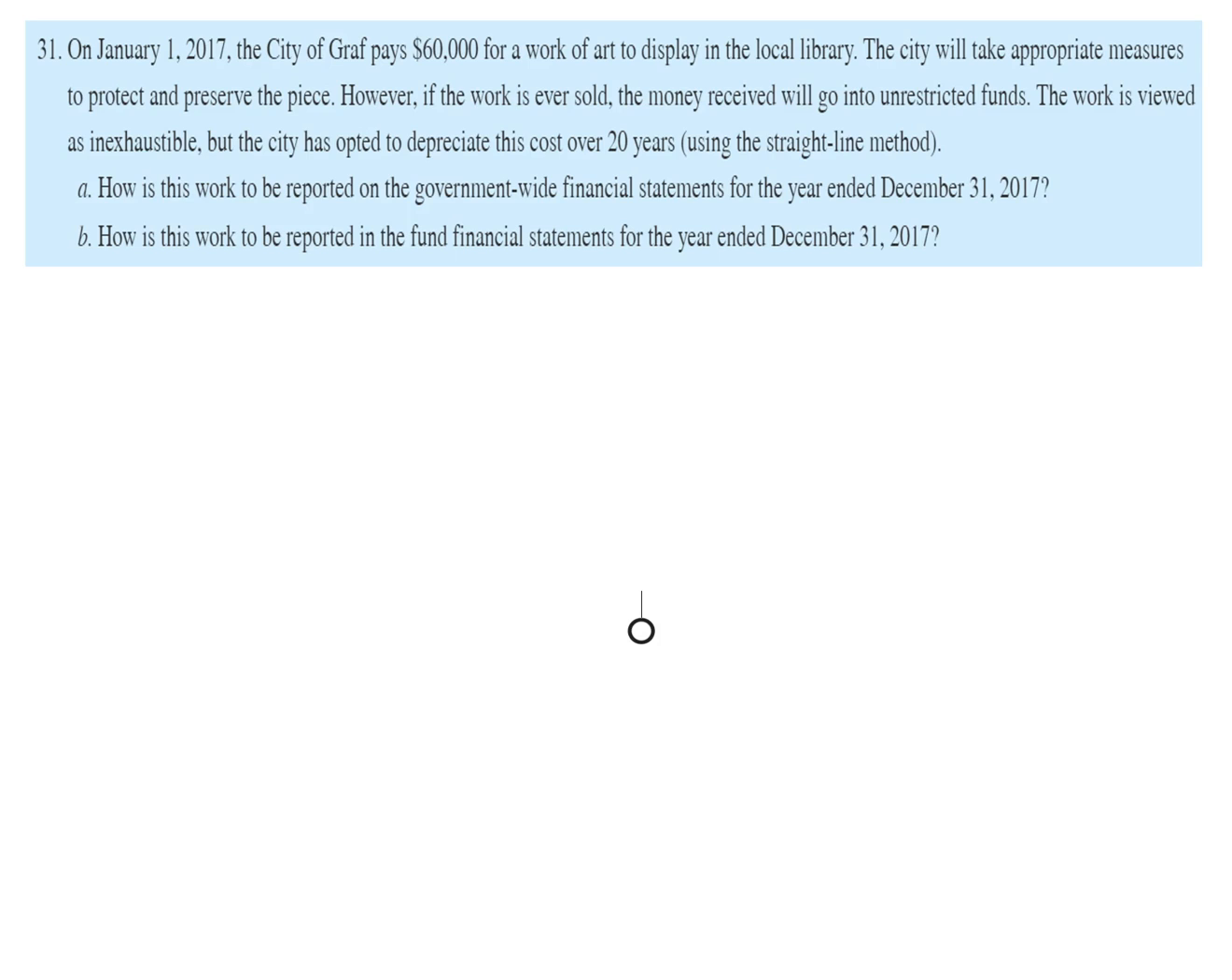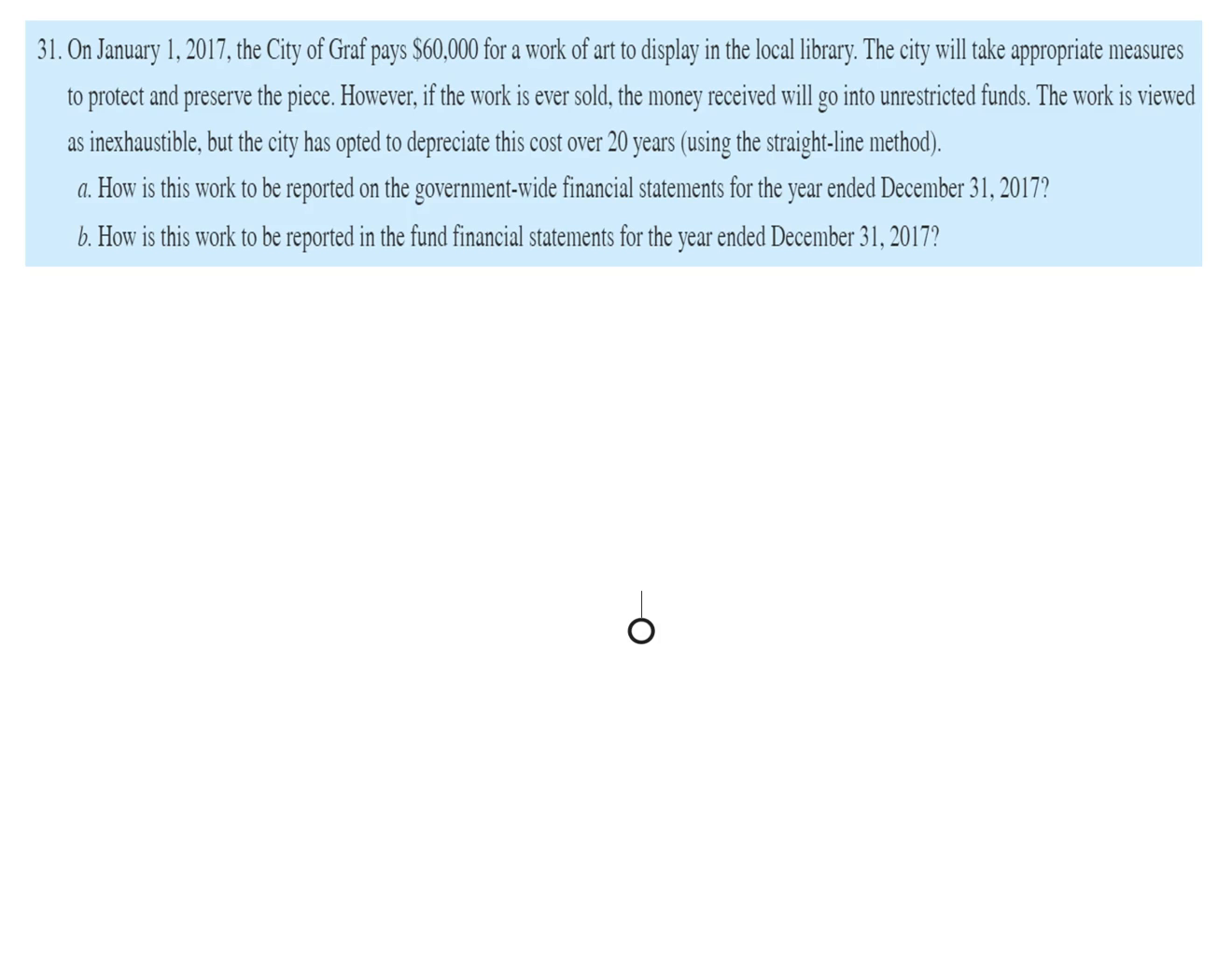Now GASB always encourages the capitalization of all artwork and historical treasures, but they have a few conditions, and if you meet those conditions, then recording those as an asset is optional. So there are three criteria, and you have to meet all three of them. Then it's up to you whether you will record it as an asset or not.